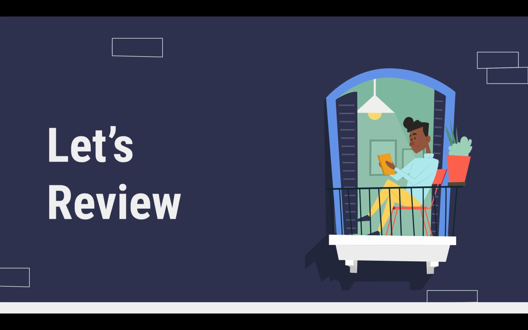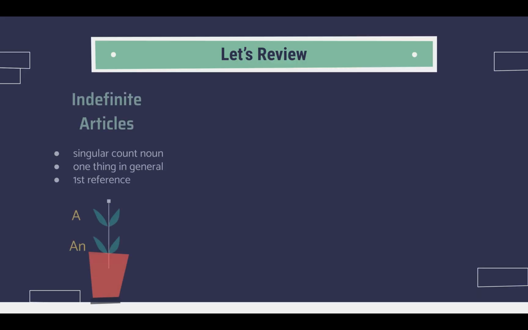Okay, so we've gone over a lot of information in this lesson, in these two videos. Let's review everything that we've learned from both videos. The first thing we learned is about indefinite articles. We said they are used with a singular count noun, right? They are used for one thing in general, like a dog or a book or a baby. And they're used for the first time we talk about something. The first time we mention something, we use a.